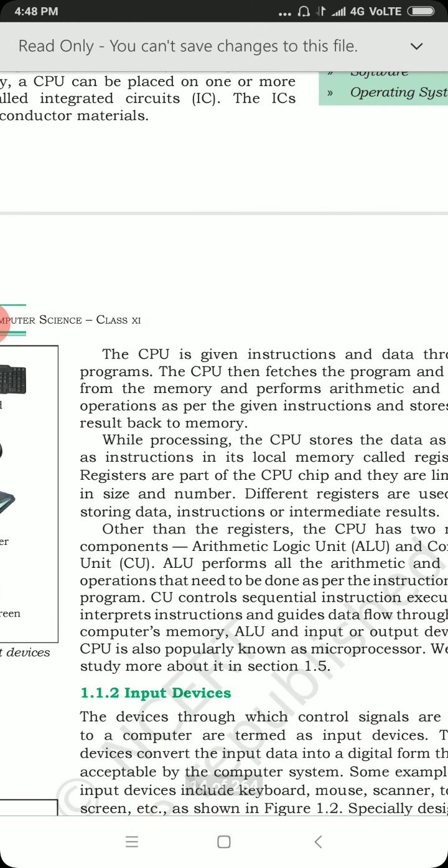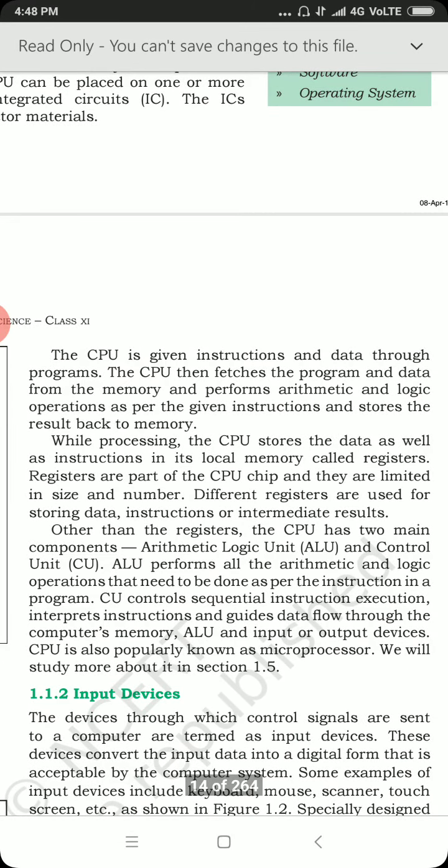So here you have seen what is CPU, and CPU is performing all the tasks like arithmetic logic unit. The control unit of CPU is controlling all the input and output operations, all the devices, hardware as well as software. So this is your CPU. Go through the portion. This is from your NCERT notes.